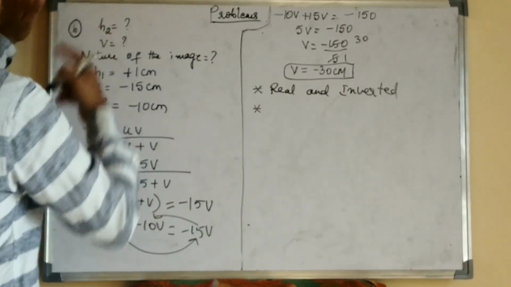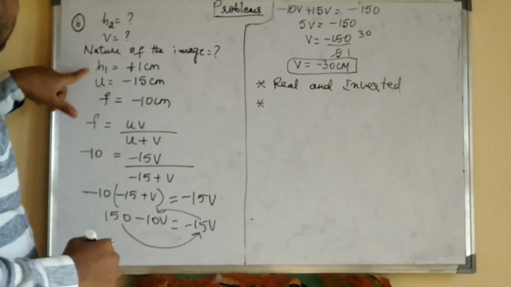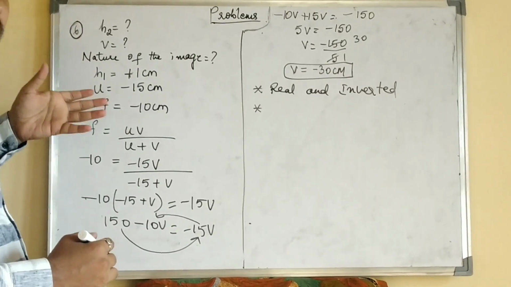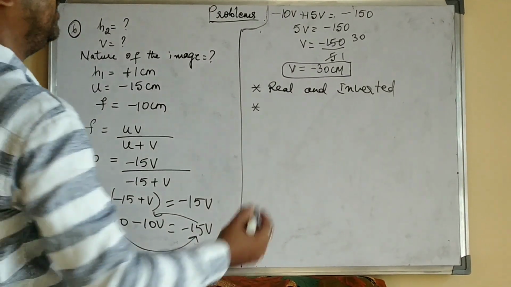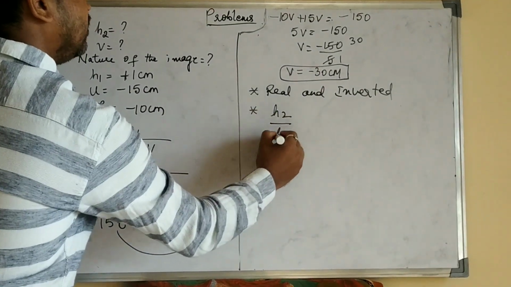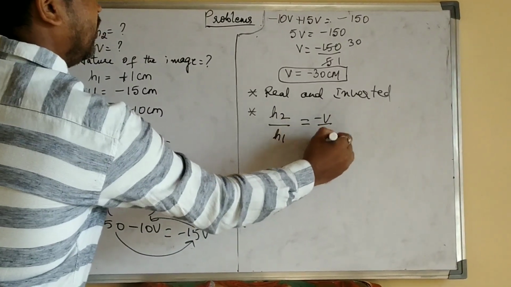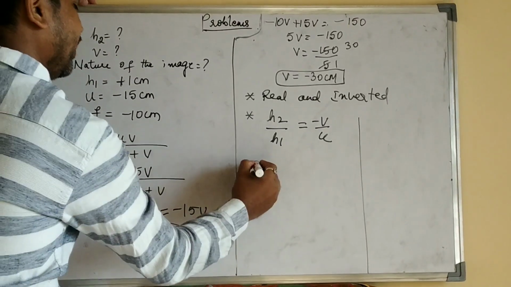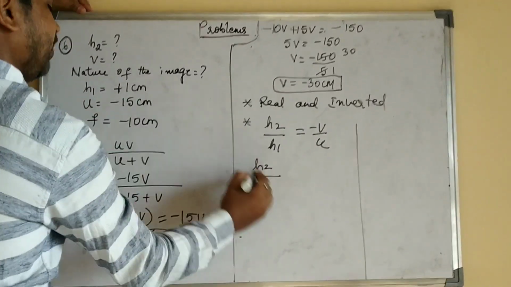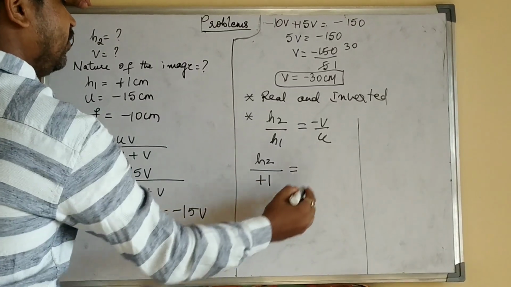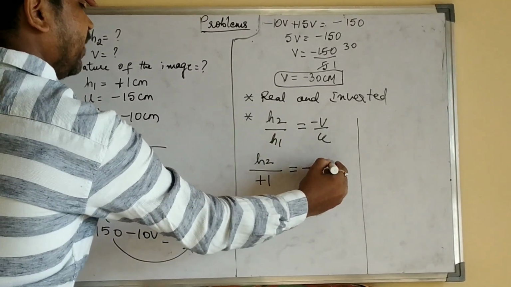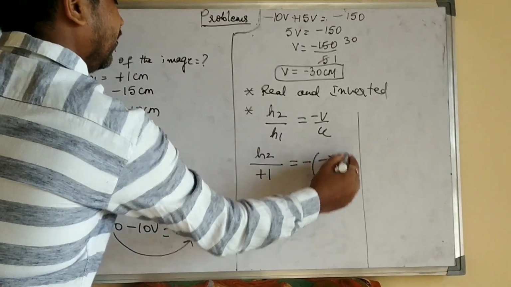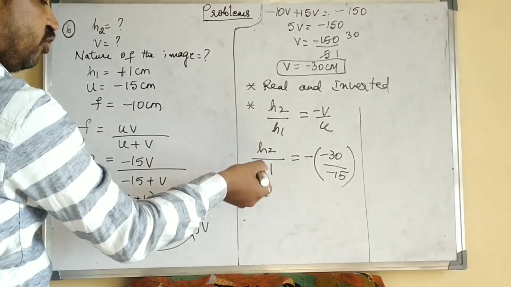Next, moving further, you have to find out H2. You have V and U. So you can, and also you know H1. You can easily find out H2 by using magnification formula. That is H2 by H1 is equal to minus V by U. So what is H2 here? You have to find out H2. Then what is H1? That is plus 1 centimeter is equal to minus of V, that is minus 30 divided by U. U is how much? Minus 15. H2 by plus 1 means H2 by 1 means H2.